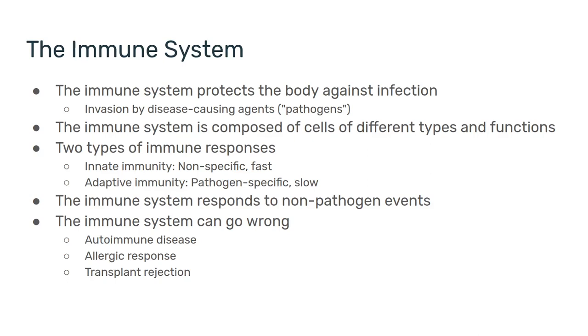Allergic response is when the immune system identifies an outside agent and responds too aggressively to it. And finally, a bit more artificial, but transplant rejection is when an organ in a patient's body fails and we would like to transplant a different one, and the immune system identifies it as non-self and attacks it. So this was really immune system 101, and thank you for bearing with me.